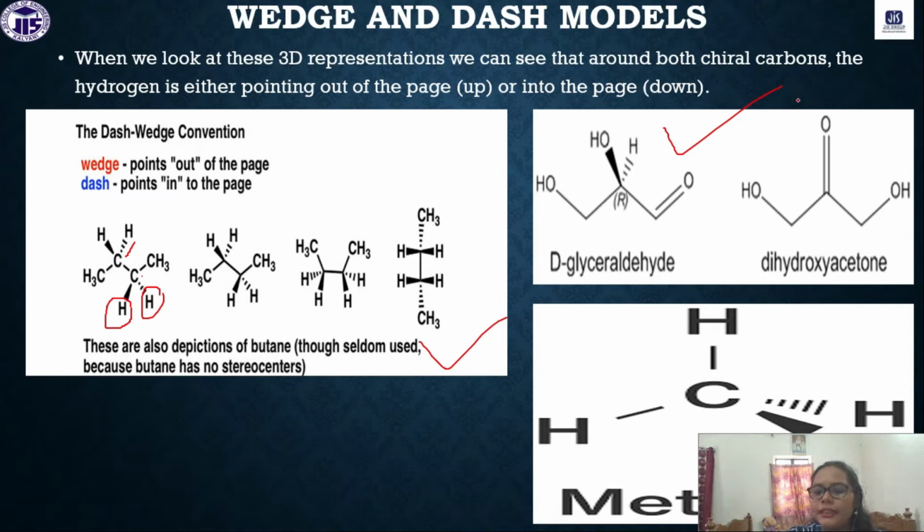Here also you can see, if you look at the molecule, this is the hydroxyl group, OH group, that is towards yourself, this is a broad bond, okay, and this hydrogen is behind the plane, beside the plane, so that is away from you, right. So this is D-glyceraldehyde. This is the flying wedge representation of D-glyceraldehyde. This is dihydroxyacetone. So here also you can see the flying wedge representation.